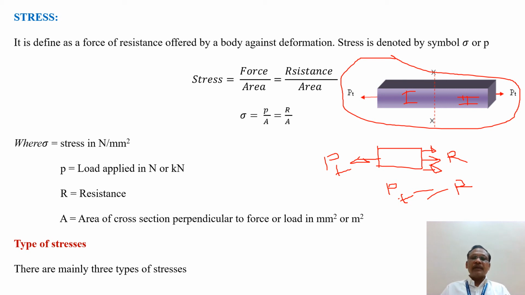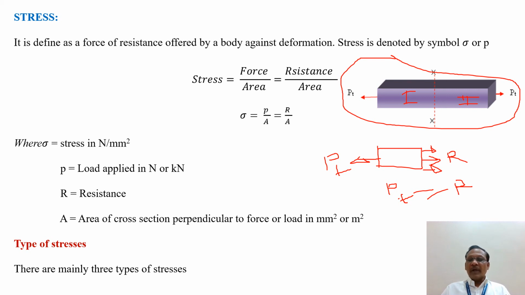Now the meanings of the various terms used in this formula: sigma is the stress, expressed in Newton per mm square. P is the external load applied, in Newton or kilonewton, R is the resistance, and A is the cross-sectional area perpendicular to the force or load, in millimeter square or meter square.